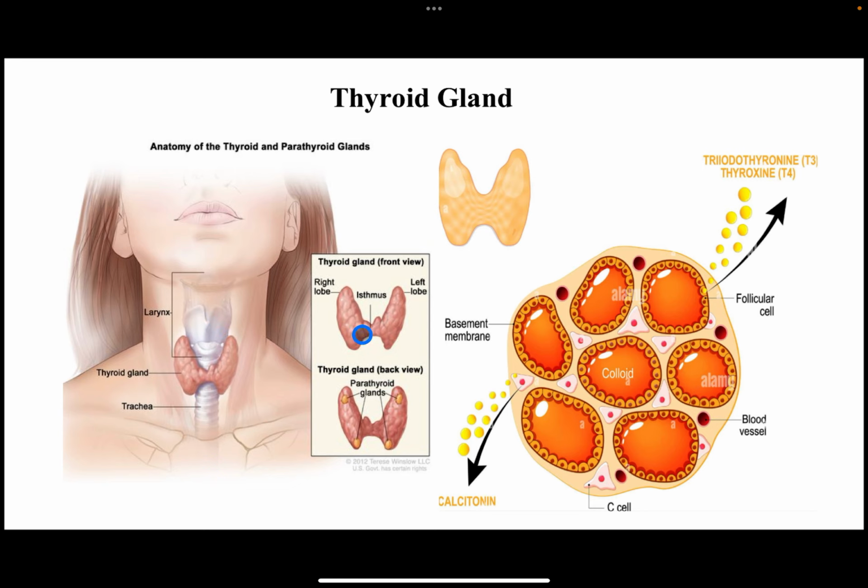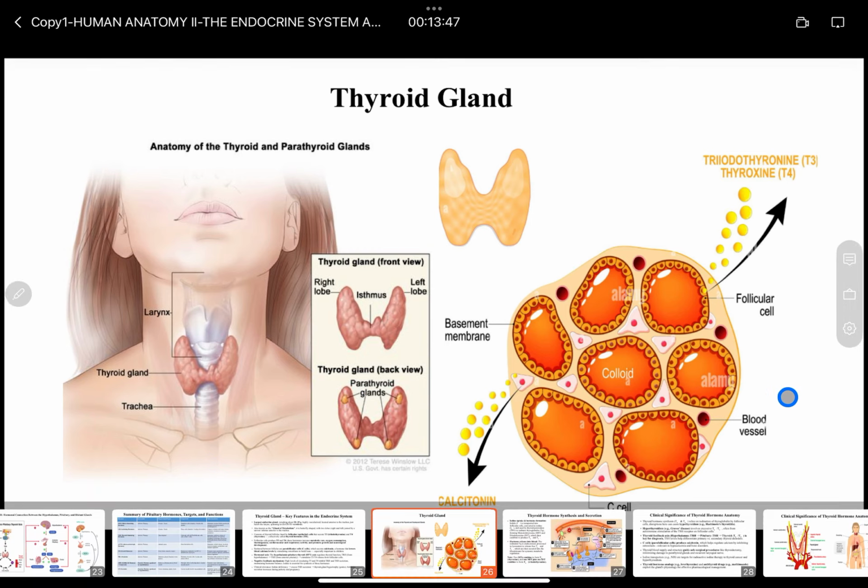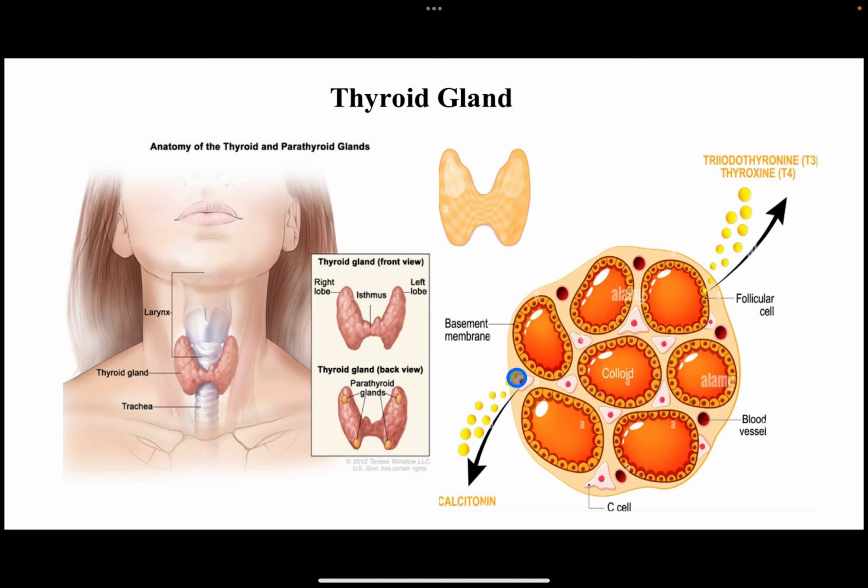It has two lobes, the left lobe and the right lobe, and they are joined by a narrow portion or region referred to as the isthmus. This is the isthmus. So this is the front view of the thyroid gland, and this is the posterior view. If you look at the posterior of the thyroid gland, you are going to see the parathyroid glands, the 4 parathyroid glands. Okay, and this is the thyroid gland.